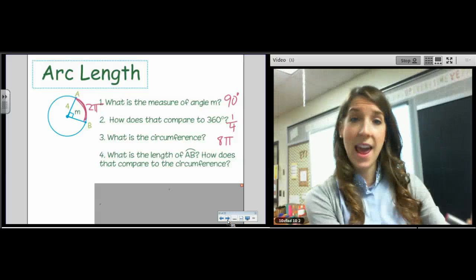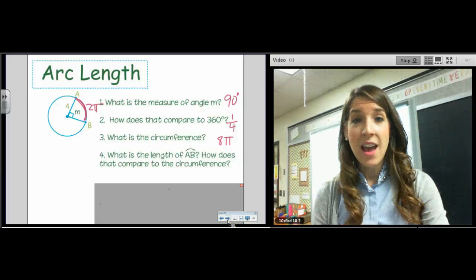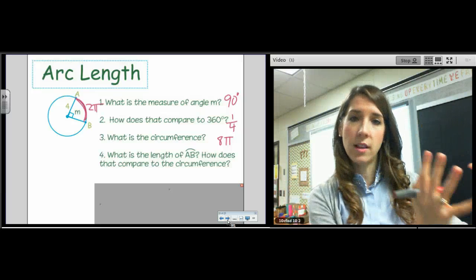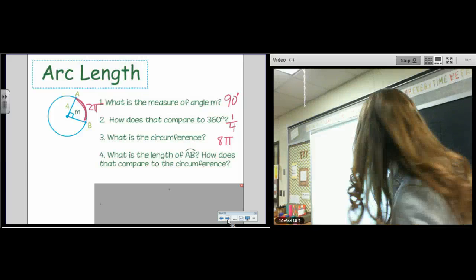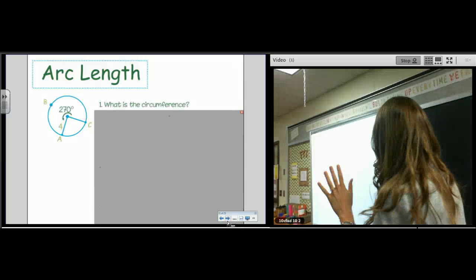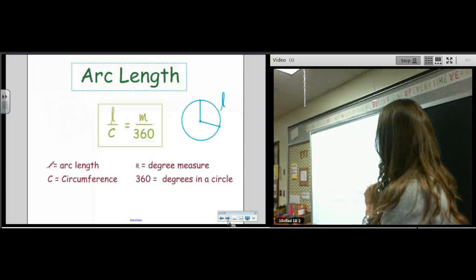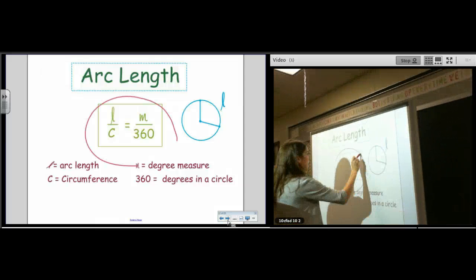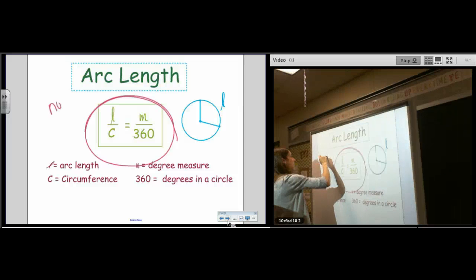So what are we going to be doing each time? We're going to compare the angle to 360, and that's going to be directly related to the arc length to the circumference. I think we get the idea. We're going to skip that one. So here is what you need to write down in your notes. This is not on your formula chart.